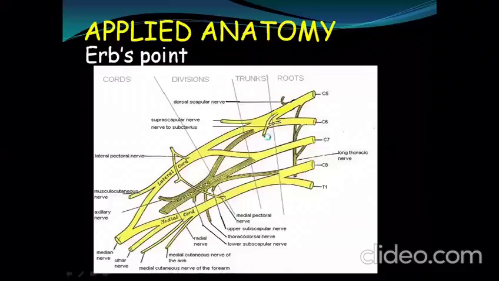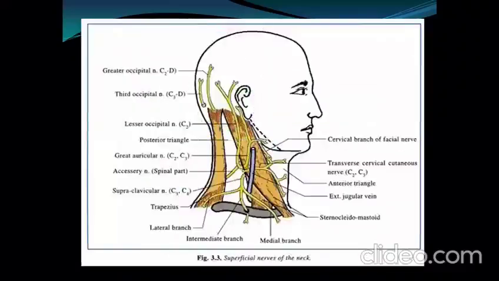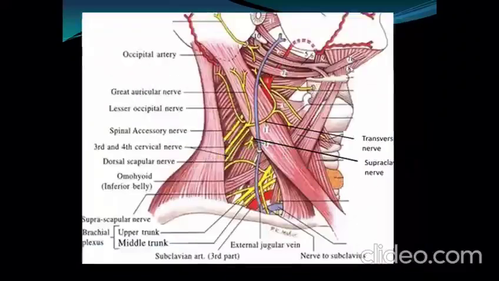So that's all with the cutaneous nerves. So the spinal accessory nerve, then the third and fourth cervical nerves, then four cutaneous nerves. Here you can see lesser occipital, greater auricular nerve, transverse cervical, and here the supraclavicular nerve. So these are the nerves.